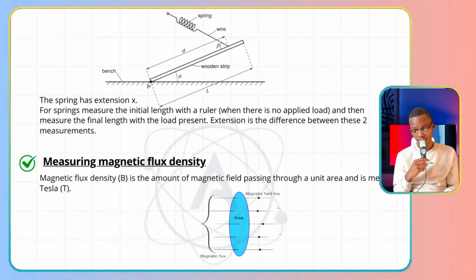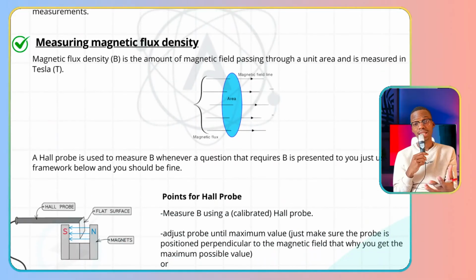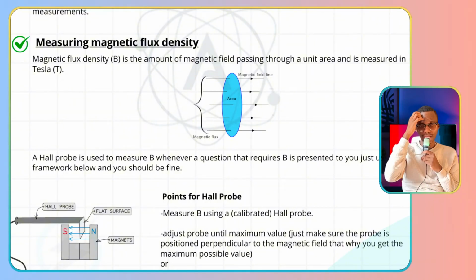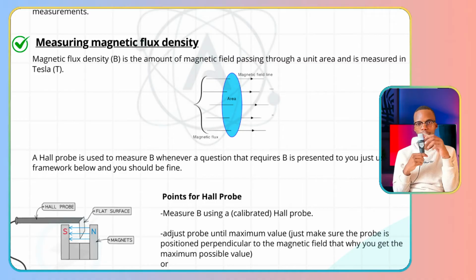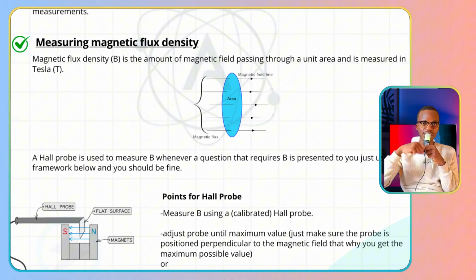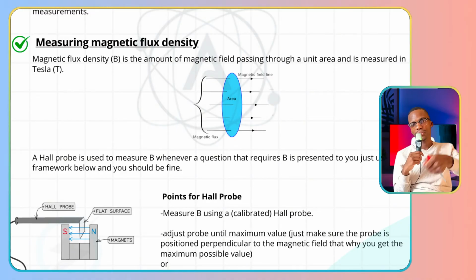Another variable that you might be asked to measure is magnetic flux density B, right? Like what I said, it is basically the amount of magnetic field passing through a unit area, and it's measured in Tesla. So if I give you an area and allow magnetic field lines to pass, what measures all of that is the magnetic flux density. It tells you how many of those field lines are passing through that area. It compares the density of those field lines.